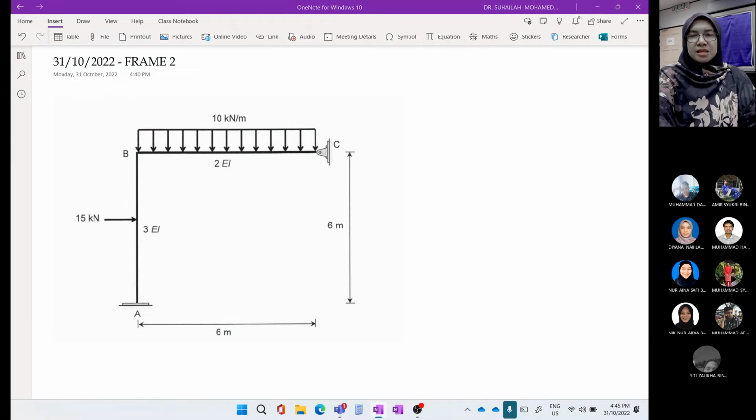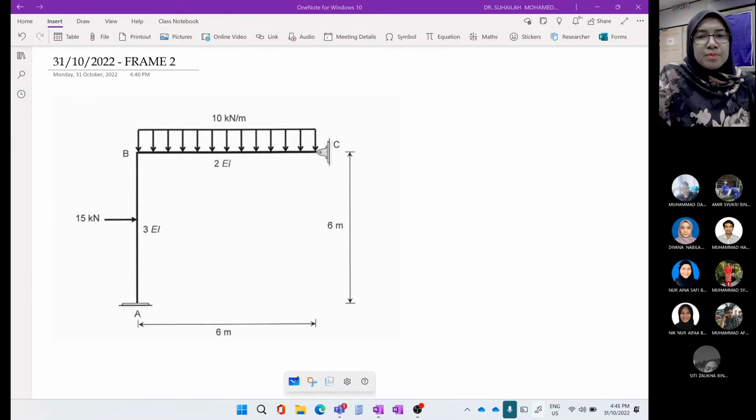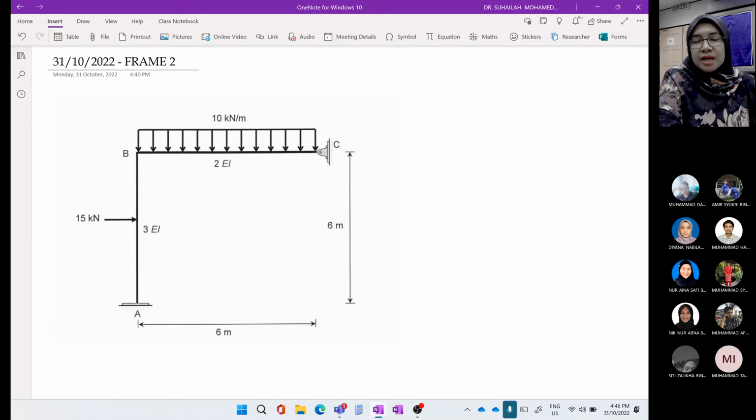We are here to continue the flexibility method. This is frame analysis. Frame will have similar analysis to beam because we will integrate the moment equation in order to calculate displacement.